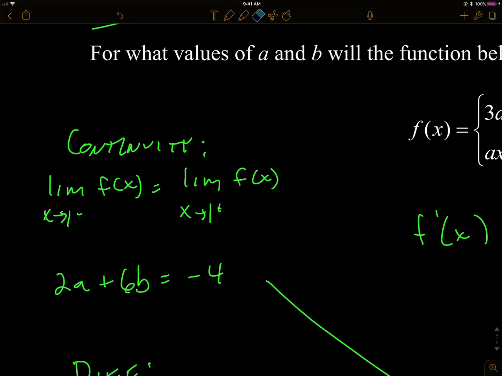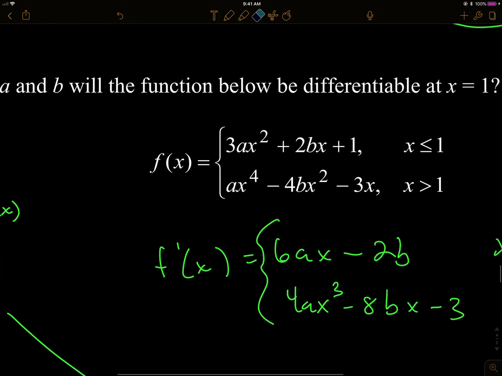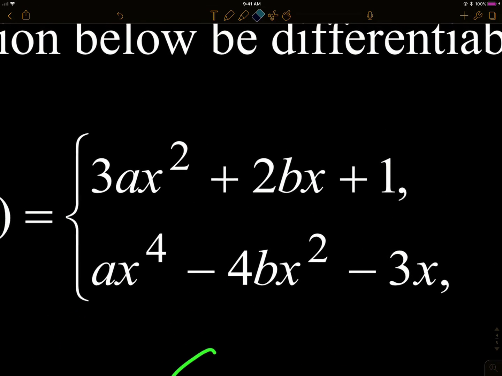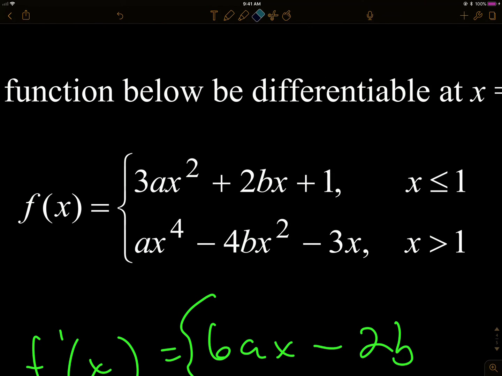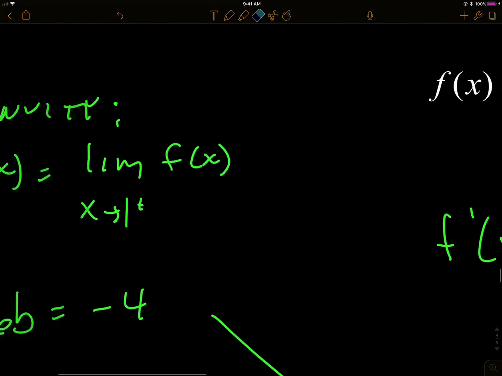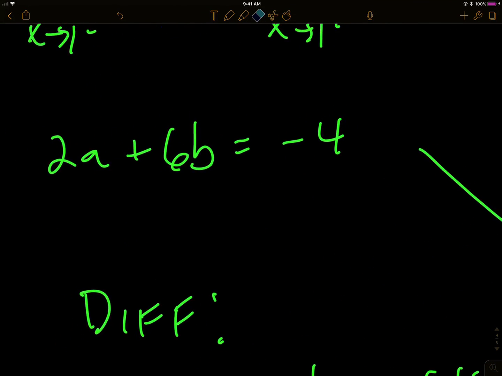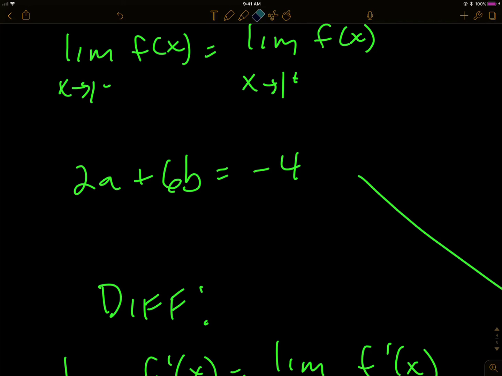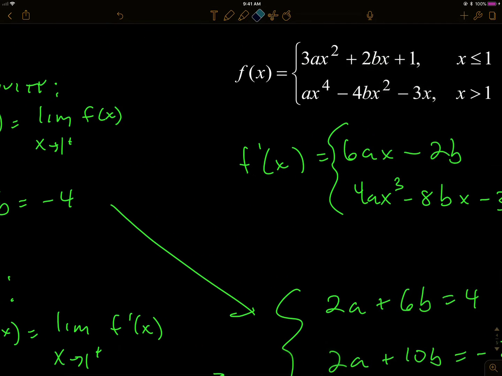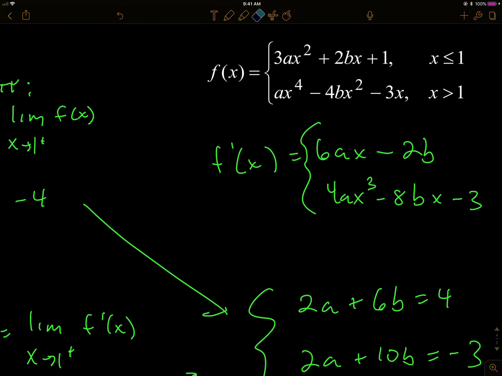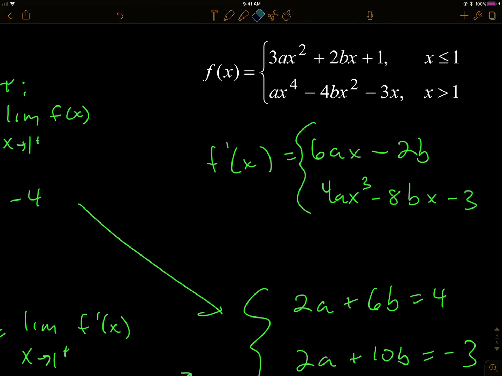So for continuity, I want to make the limit of f from the left equal to the limit from the right. If I plug 1 into the top function, and then 1 into the bottom function, I'll get my limit from the left and from the right, and I'm plugging them into x, so I'll have a's and b's left. If I simplify that equation and turn it into standard form, you should end up with 2a plus 6b equals negative 4. Again, I urge you to pause this and do this. You should have worked this out already.